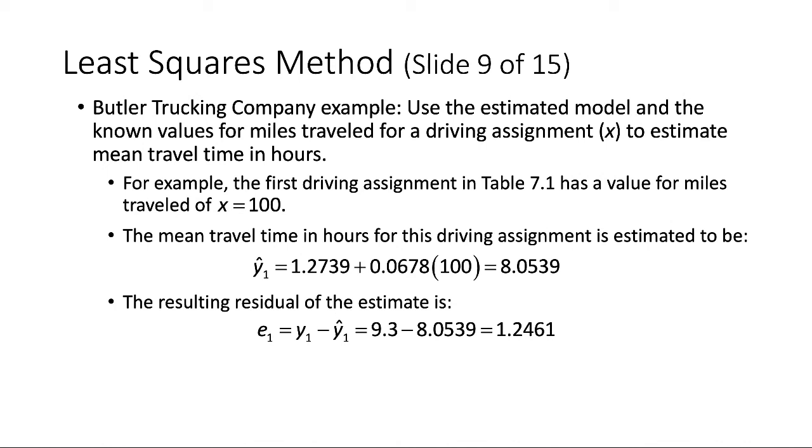Since the travel time for this driving assignment was 9.3 hours, the regression estimate would have resulted in a residual of 1.2461. This means that the simple linear regression model underestimates travel time for this driving assignment by 1.2461 hours, or approximately 74 minutes.